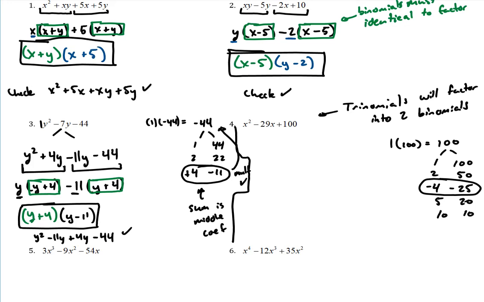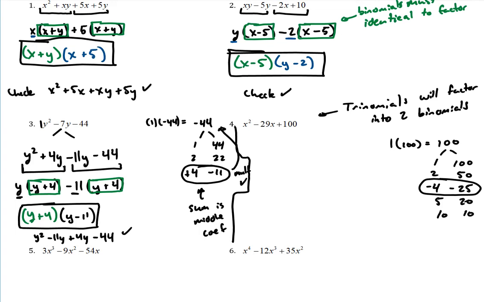And notice that these multiply and give me positive 100. Negative 4 times negative 25 is positive 100. So both conditions are checked, and now we can continue with the problem. Okay, so let's break this down. We're going to do this in one step.